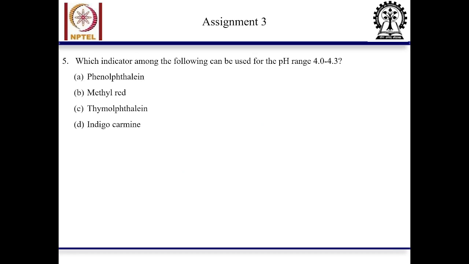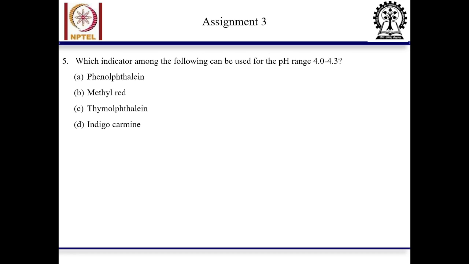Now the question is which indicator among the following can be used for the pH range 4.0 to 4.3? Anyone? Phenolphthalein or methyl red or thymolphthalein, indigo carmine. Okay. Shweta, Soumyadeep or Ashwat. Okay, Ashwat Krishna is saying A. Here Ashwat has come up with a different answer than Shweta and Soumyadeep.